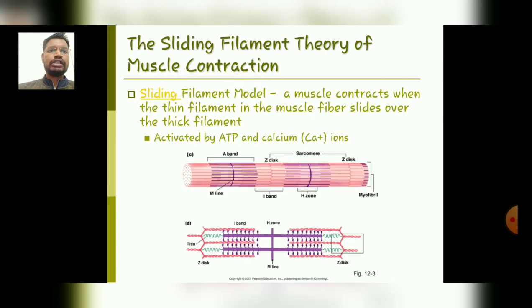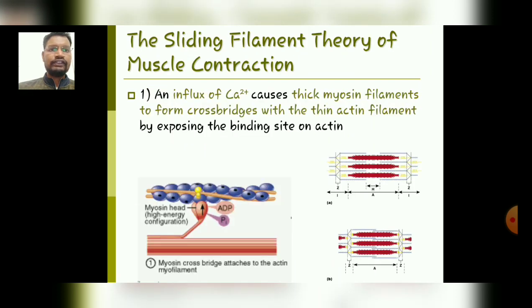So now coming to the next topic, that is the sliding filament theory of muscle contraction. The sliding filament model represents muscle contraction when the thin filament in the muscle fibers slides over the thick filament, which is activated by ATP, or adenosine triphosphate, and calcium ions. An influx of calcium ions causes the thick myosin filaments to form cross bridges with the thin filament by exposing the binding sites on actin.